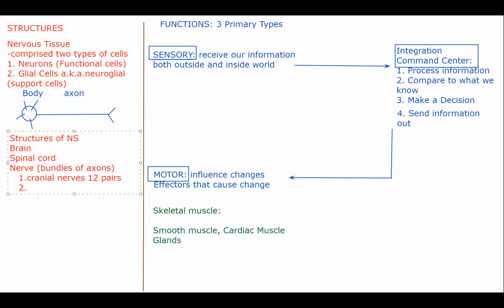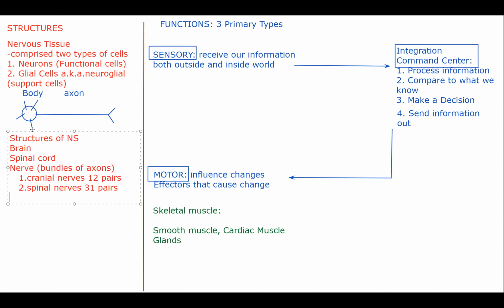The second type of nerves are spinal nerves. Guess what structure they come off of? Spinal cord, there you go, exactly. And as it turns out, there are 31 pairs of those. So we are going to have nerves, which are bundles of axons.